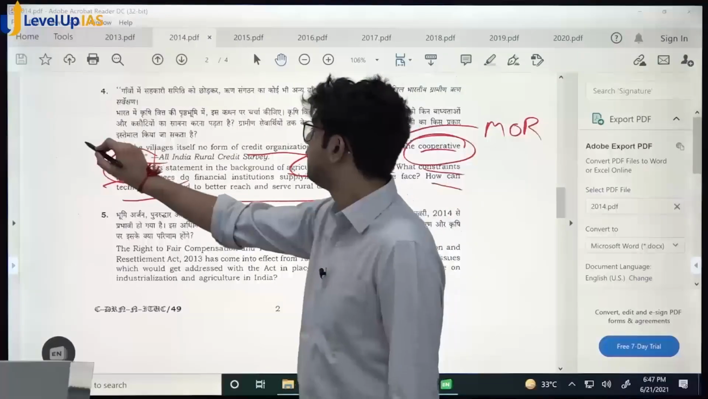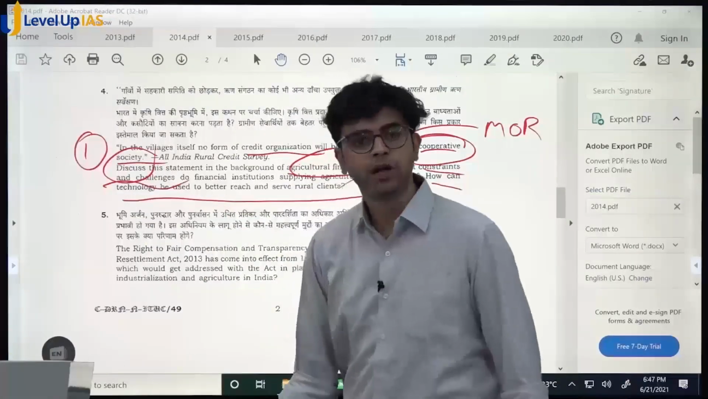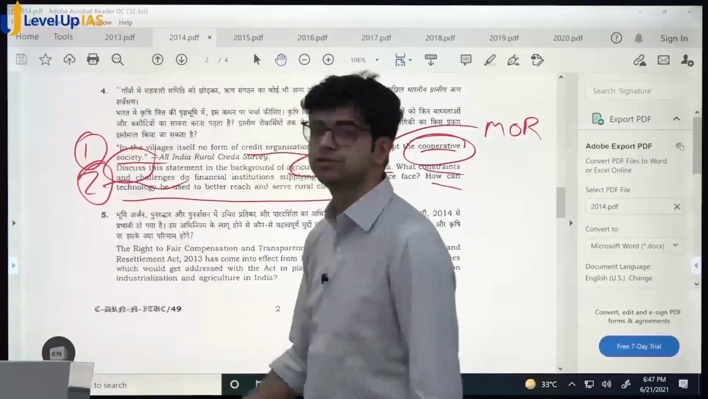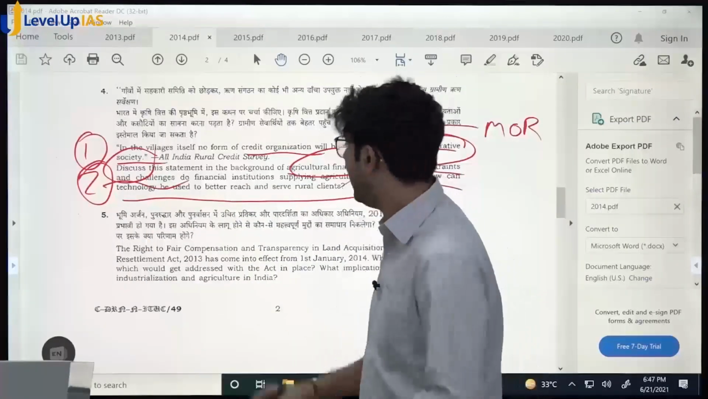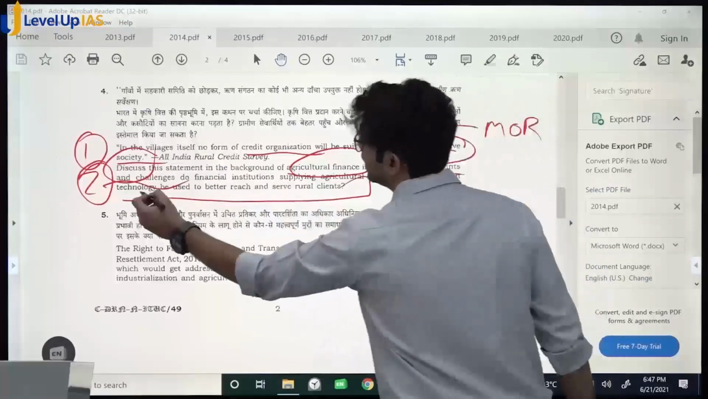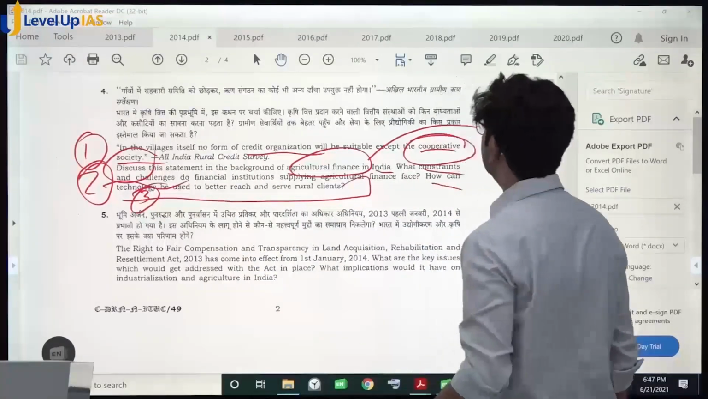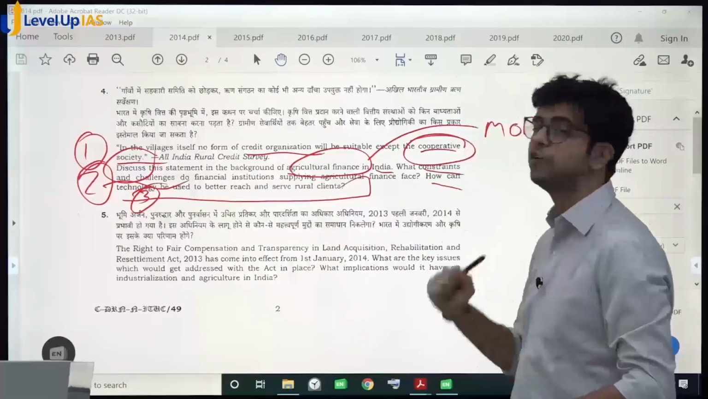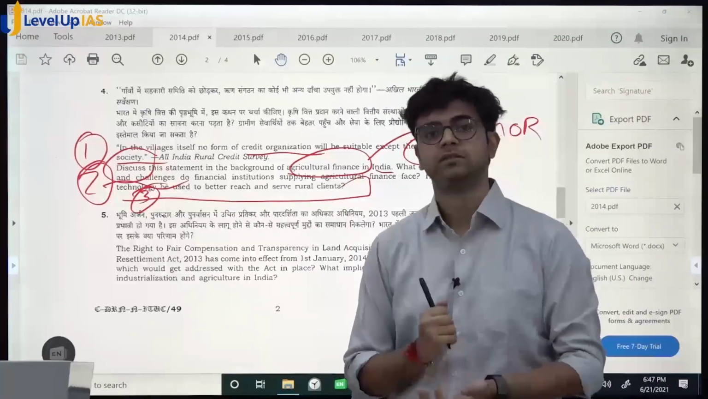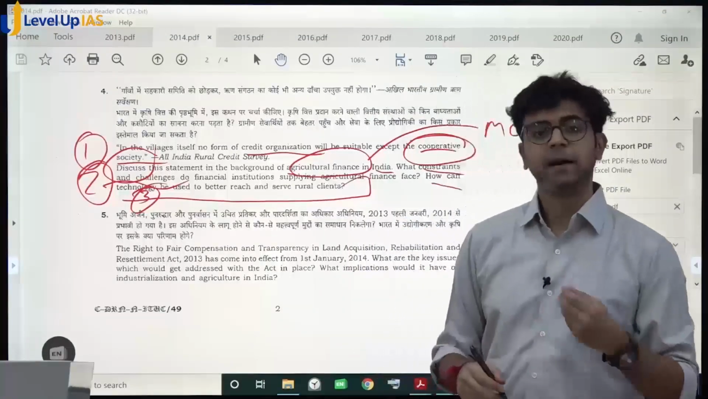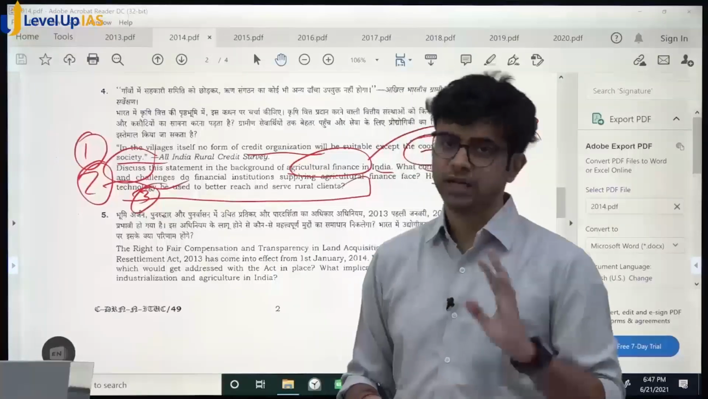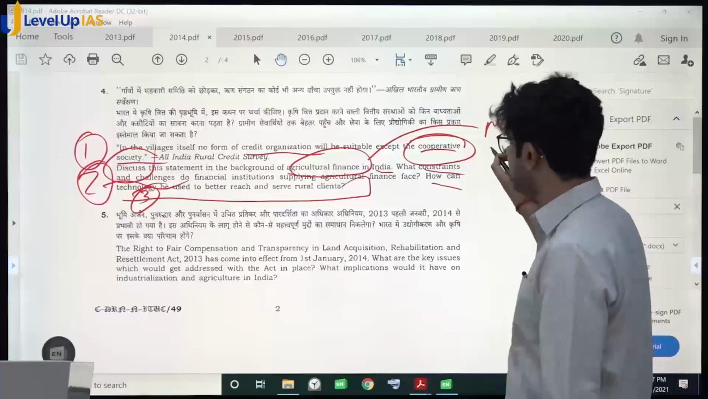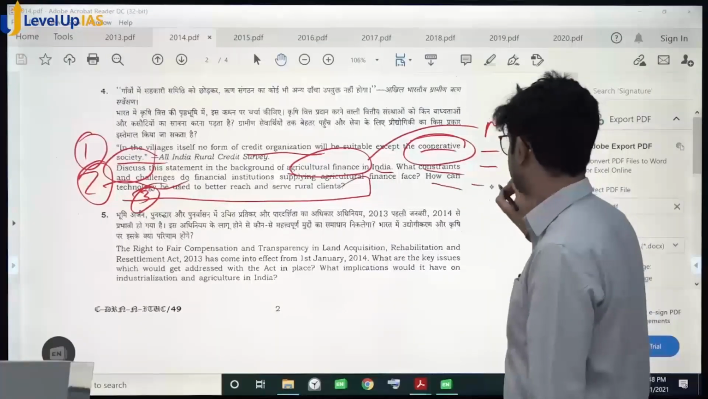The first part is the suitability of the cooperative model for agricultural finance. The second part is the challenges faced by financing institutions, or the institutions which provide finance. And the third part is: how can technology be used to better reach and serve rural clients? My personal opinion is that it is in point 1, mobilization of resources, and the weightage for all 3 should be equal. That is what I feel.